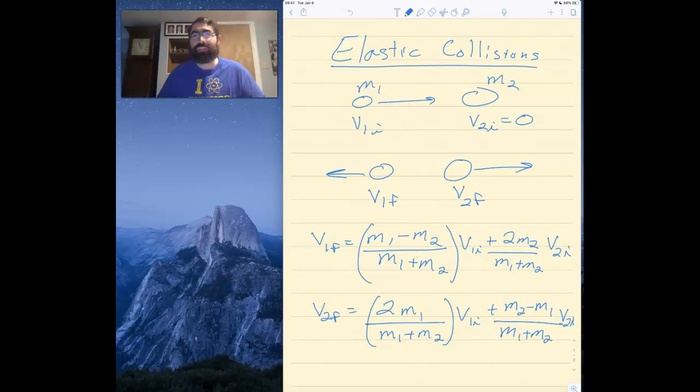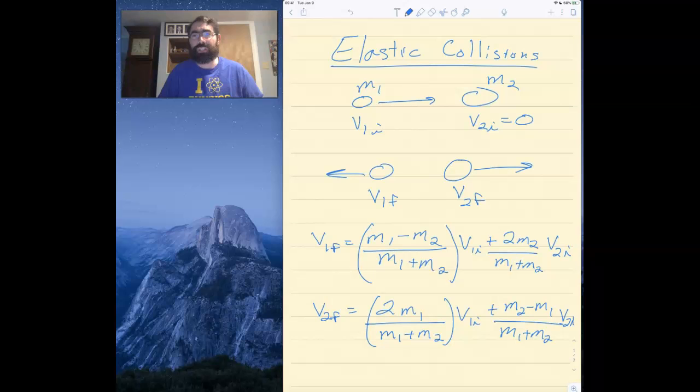Today's lecture is on elastic collisions, where we take two masses, m1 and m2, crash into each other, bounce off, and then move away at different speeds. I've drawn a little cartoon here showing mass 1 moving with an initial velocity v1I, crashing into mass 2. Let's say it's at rest, so its speed is 0.